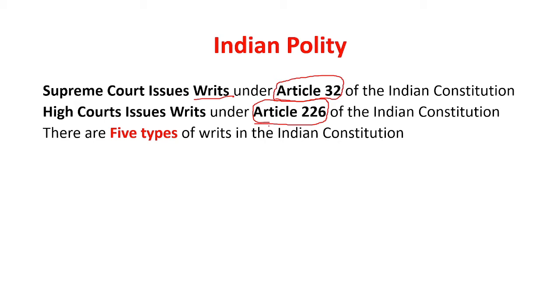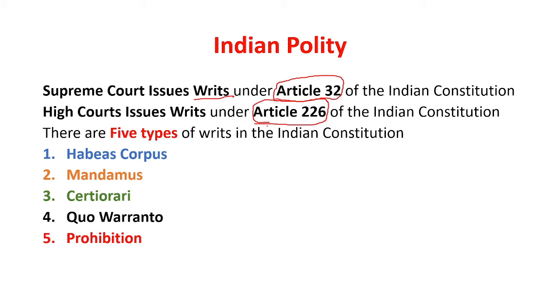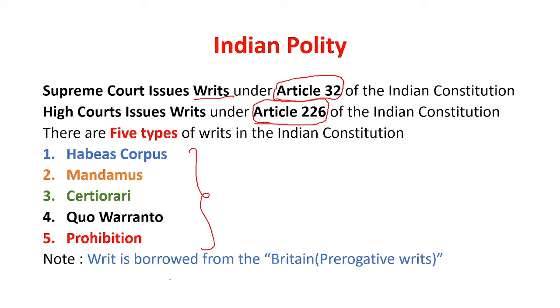There are five types of writs in the Indian Constitution. Those are habeas corpus, mandamus, certiorari, quo warranto and prohibition. So these are the five. We will discuss them in detail in the next video. And this writ is borrowed from the British Constitution and British call it as prerogative writs.